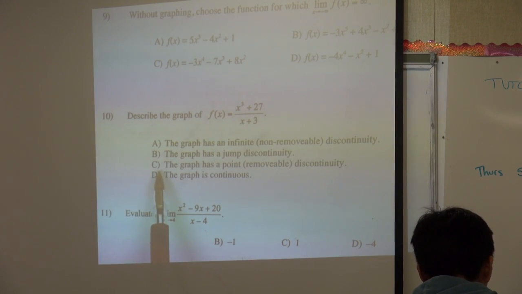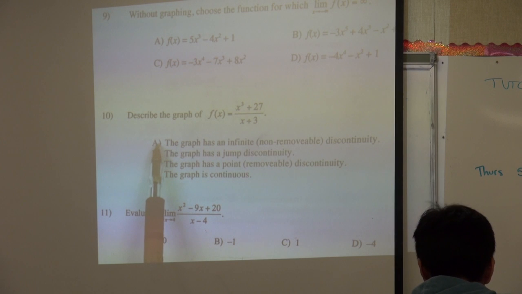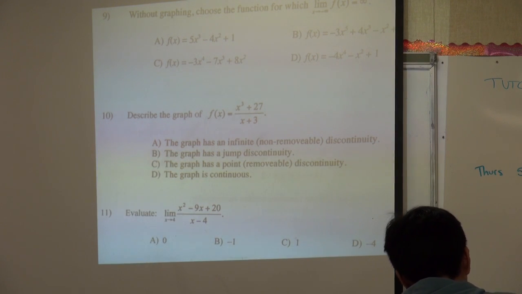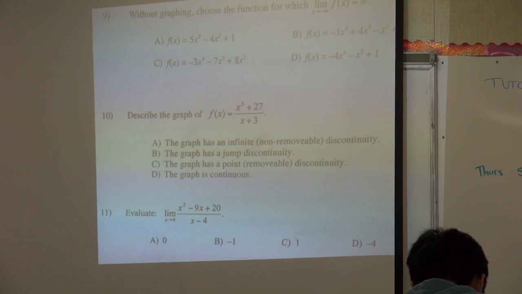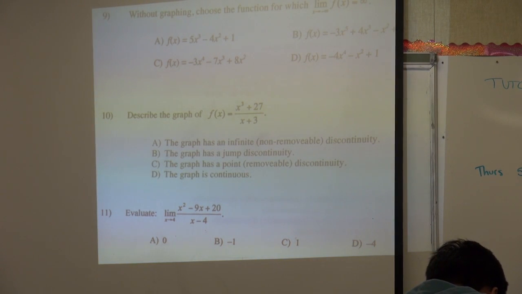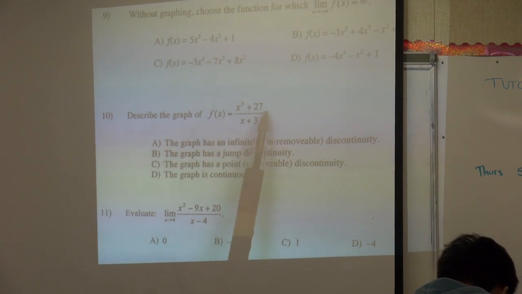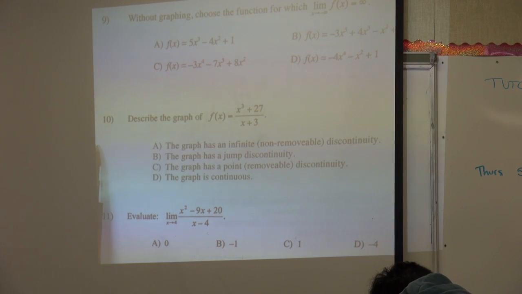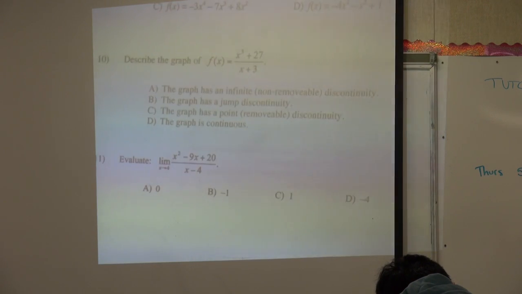47% of you chose it. 34% of you chose A. You saw this one as an infinite discontinuity. You thought that was a vertical asymptote. You did not think about the idea that this might factor. How many of you are pretty sure that you're one of the people I'm talking about right now?